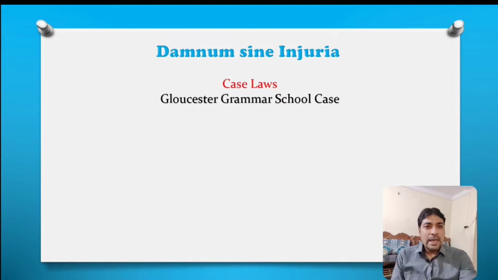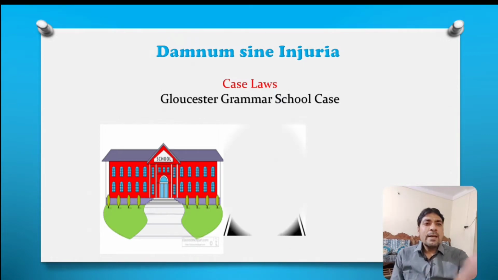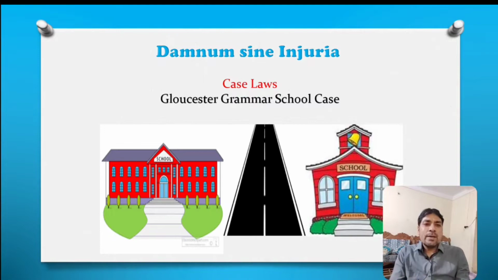The Gloucester Grammar School case is a particular case dealing with this maxim. In this case, the plaintiff was running a school and the defendant opened a new school exactly in front of the plaintiff's school. Due to the opening of the defendant's school, the plaintiff reduced the fee amount, but despite this, the admissions in the plaintiff's school decreased and the students took admission in the defendant's school. So the plaintiff sustained a loss due to the opening of the defendant's school.